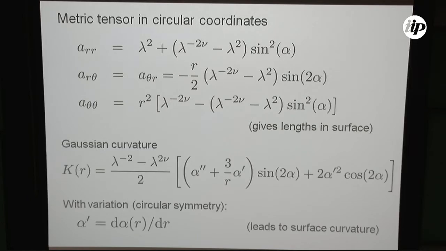So the Gaussian curvature you can calculate from this easily enough, and it's just given by this formula here. It depends on the variation of alpha with r. I don't know what this extra r is. Oh yes, here it is. 3 over r comes in, and alpha prime squared here. So alpha prime is just the variation of director angle as I go out along a radius. And it's this that leads to the surface curvature. So this is a useful formula in some ways, but it doesn't take us very far.